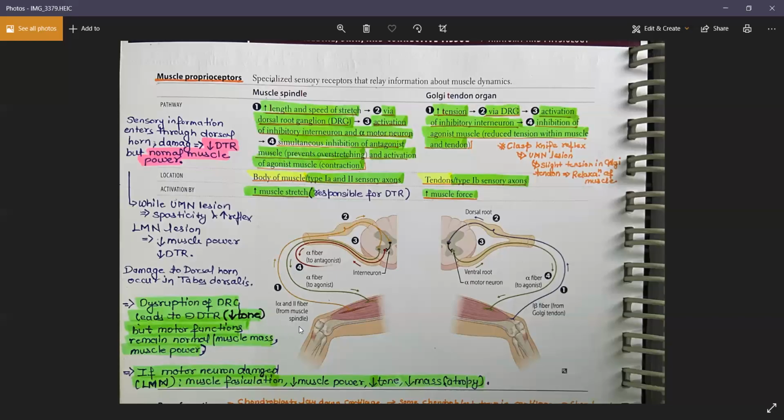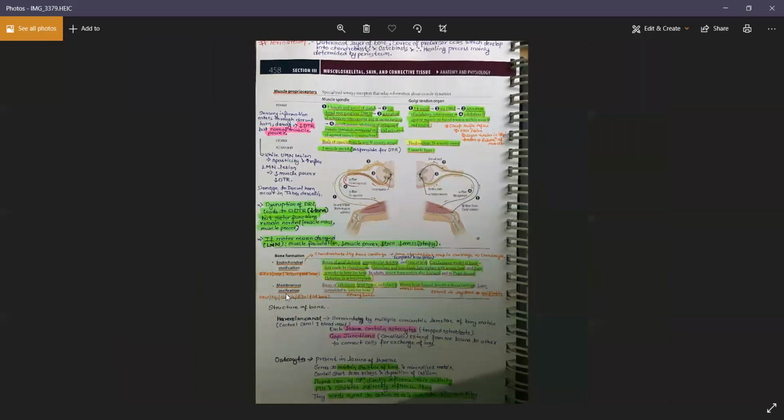But if the spindles are not there, I cannot sense how much contraction I needed now. But the contraction is normal, absolutely. It's just that I cannot sense it now. So that would be all about these two receptors. Any doubt?